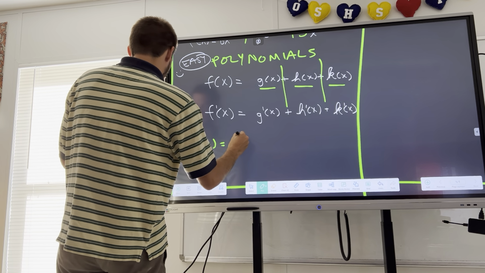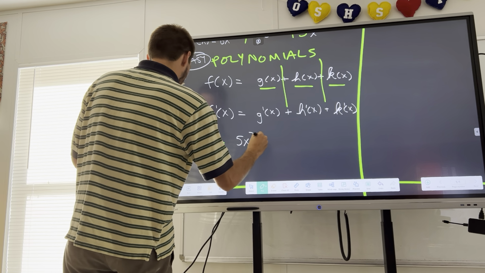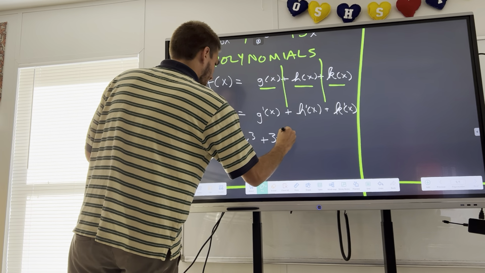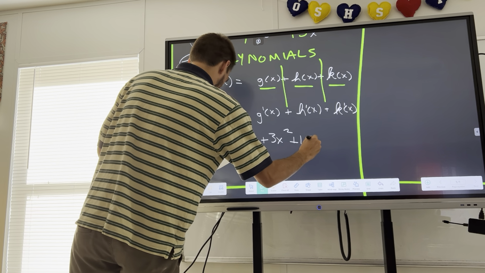We're moving on. Write this down quick. 5x cubed plus 3x squared plus 10x minus 1.